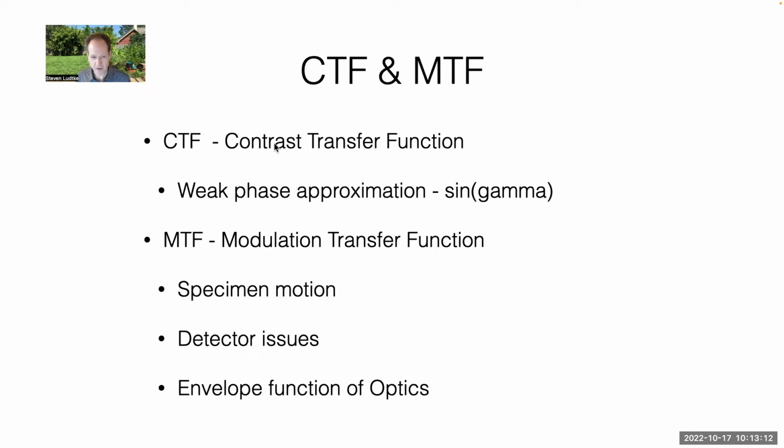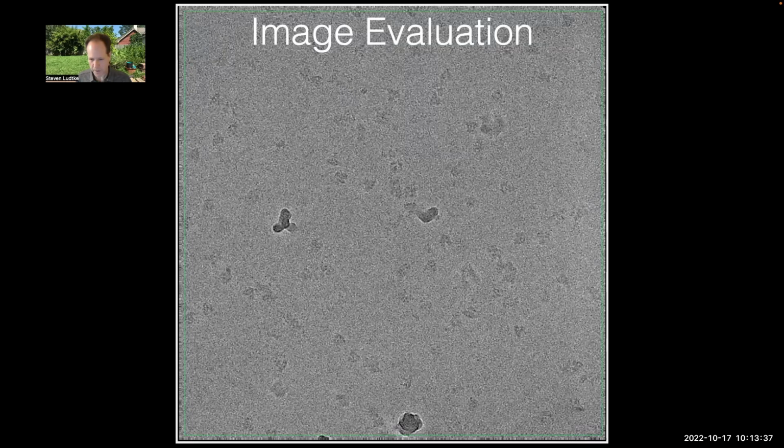And this is basically to say that when you have your specimen in the microscope and you sum through the specimen to get a projection image, what you get out is not the perfect projection of the image. What you get out is the projection of the image modified by the contrast transfer function and the modulation transfer function. So here's a typical cryo-EM image.